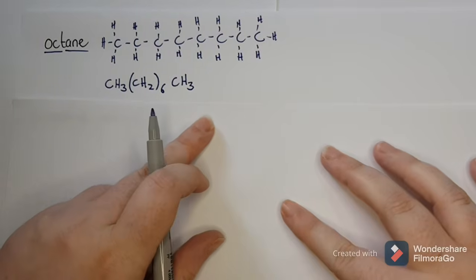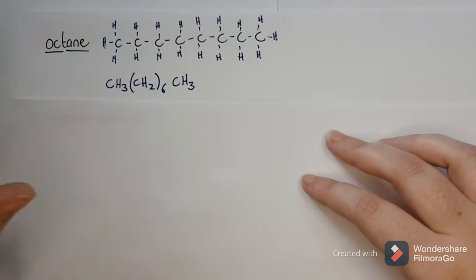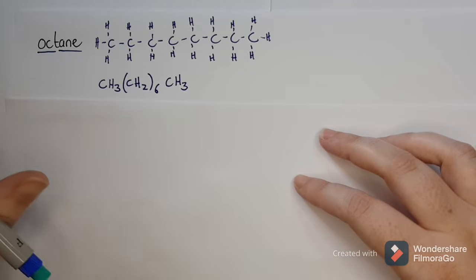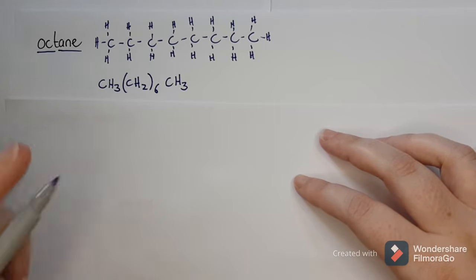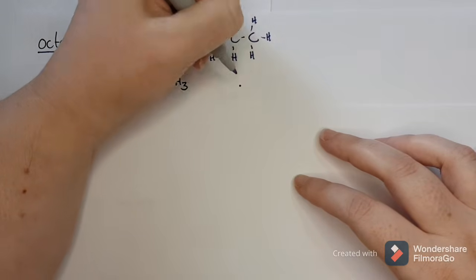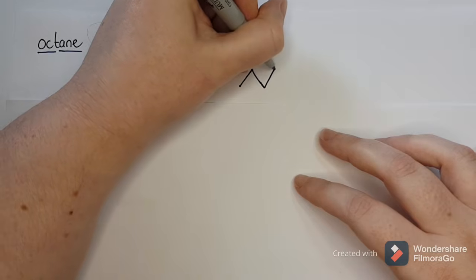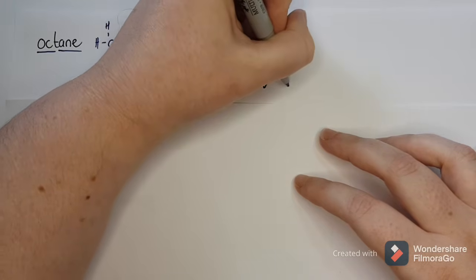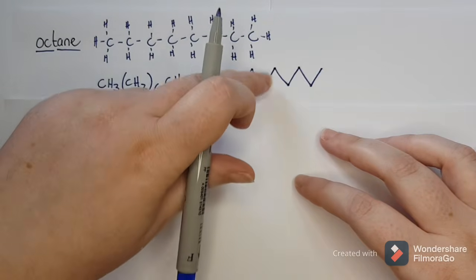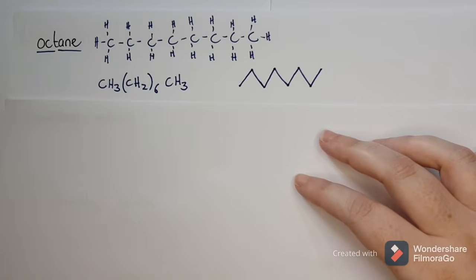And then if I want to draw that as a skeletal formula, all I'm going to show is the points for the carbons, but no letters, no hydrogens, no carbons, or anything. So each point representing a carbon, so I have 1, 2, 3, 4, 5, 6, 7, 8. So that's its skeletal formula.